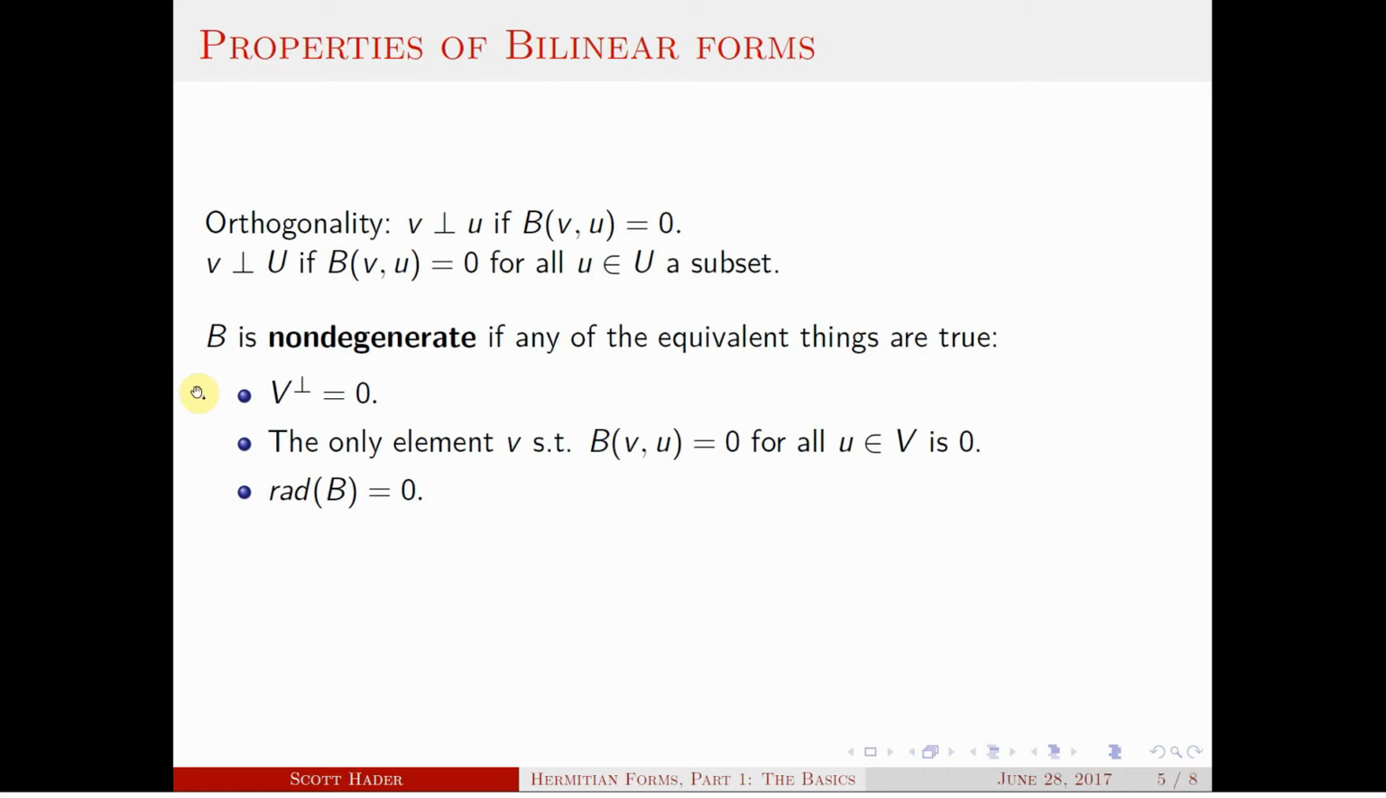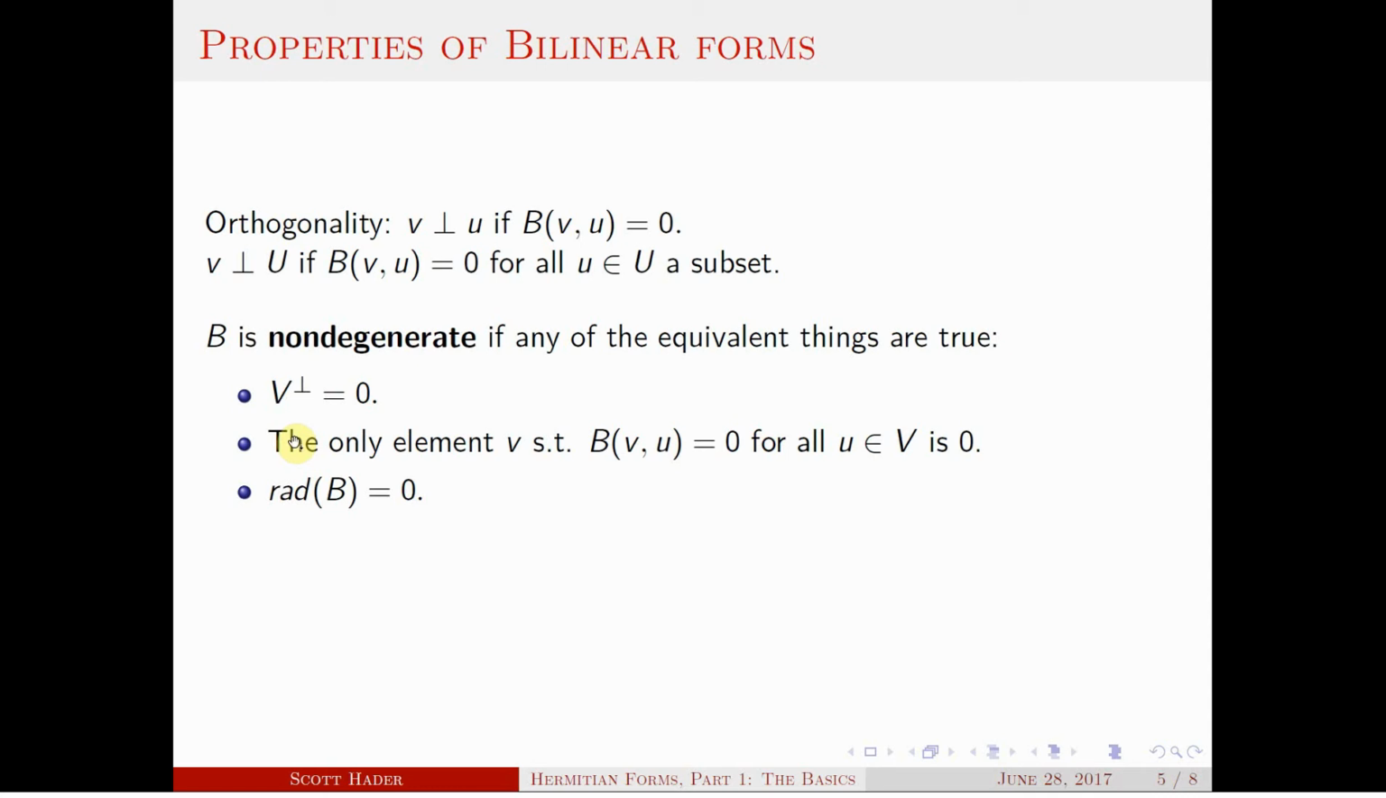So this is a very important term that we're going to use again and again and again. And there's multiple ways of describing it. So here are a couple. So the form is non-degenerate if any of the equivalent things are true. We can say these in different ways. V perp is 0. So what does that mean? That means that the set of elements that are perpendicular to all the other elements in V is 0. So basically, the only element that is perpendicular to every other element is 0. And 0 does satisfy that.